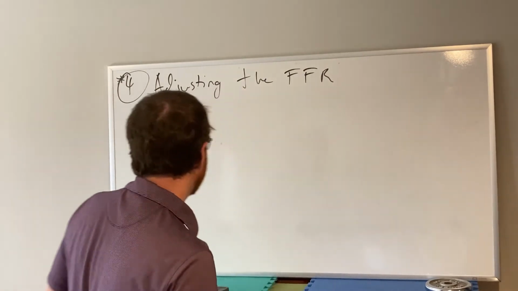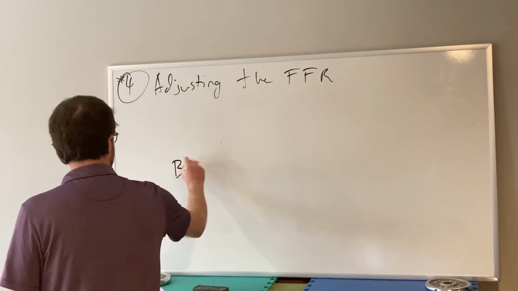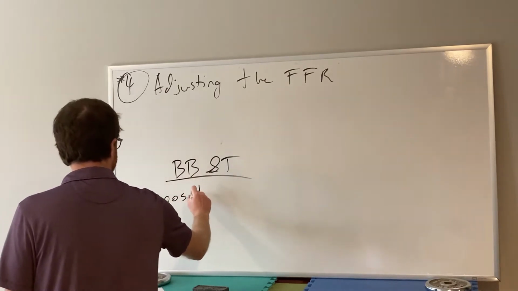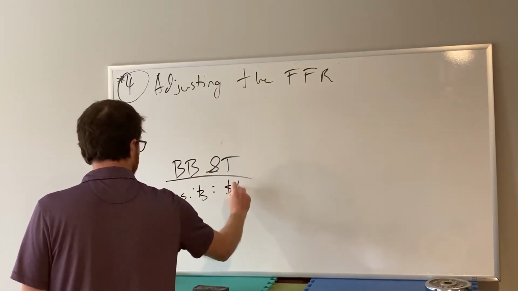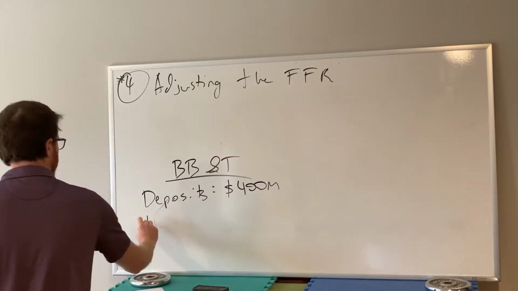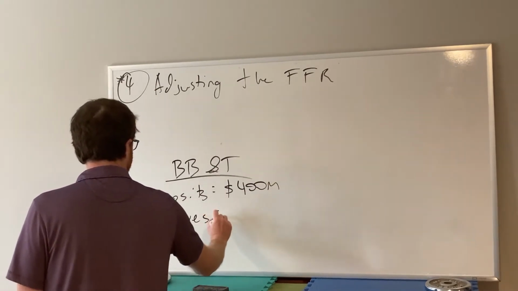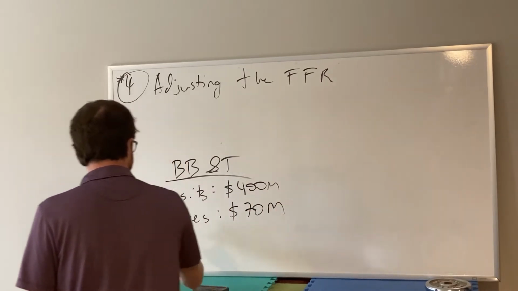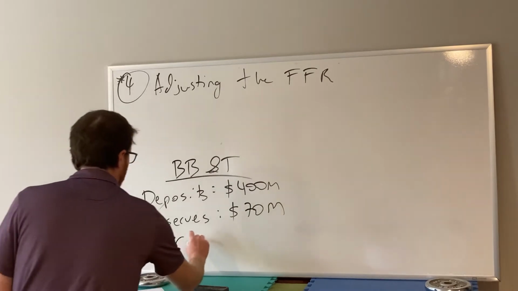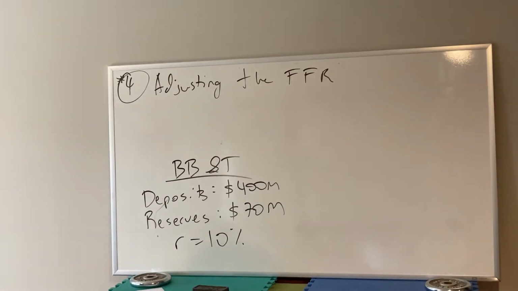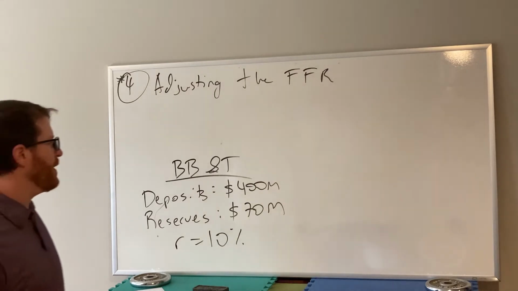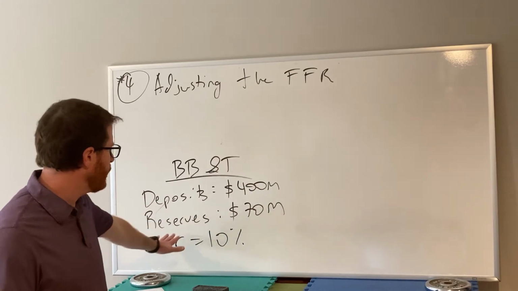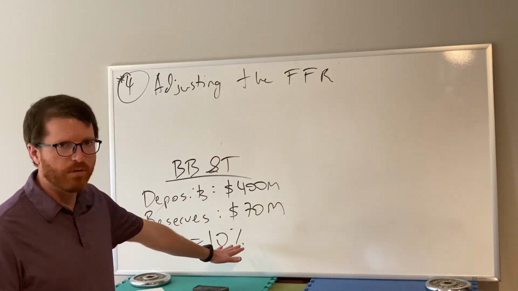Okay, so let me give you another example here. Let's think about BB&T. Imagine they're in this scenario. They've got $400 million in deposits, and they have reserves of $70 million. Okay, and we'll stick with that required reserve rate being 10%. So think about that situation that BB&T is in: $400 million in deposits, $70 million in reserves, and the required reserve rate is 10%.